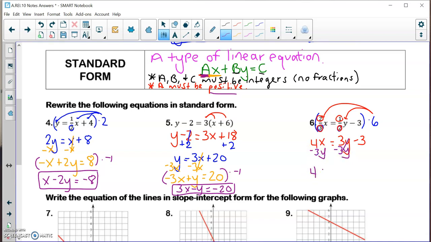And I have 4x minus 3y is equal to -3. And my coefficient of x is positive, so this is standard form.